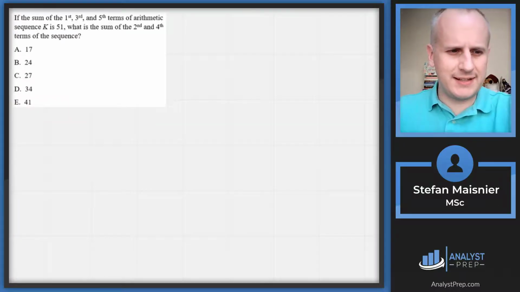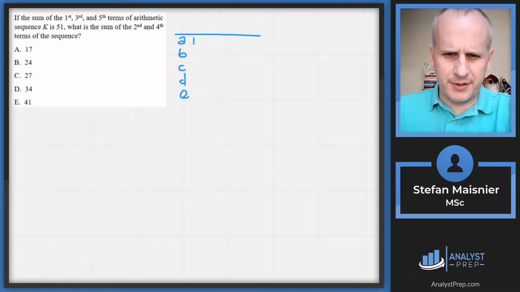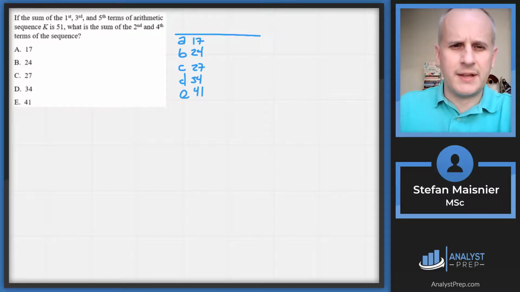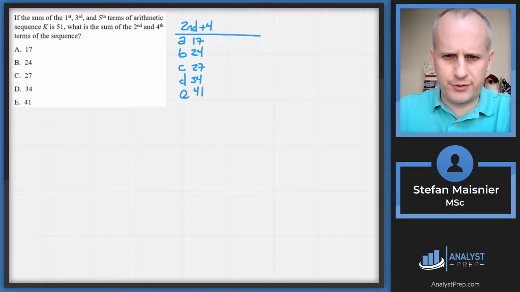So we've got a sample problem solving question here involving a sequence. Just setting up the scratchpad first, we've got A, B, C, D, E. We've got real numbers, so I might as well write those out here: 17, 24, 27, 34, and 41. And we're being asked, if we skip to the end of the problem, what is the sum of the second and fourth terms of the sequence? So we're looking for second plus fourth is equal to question mark.